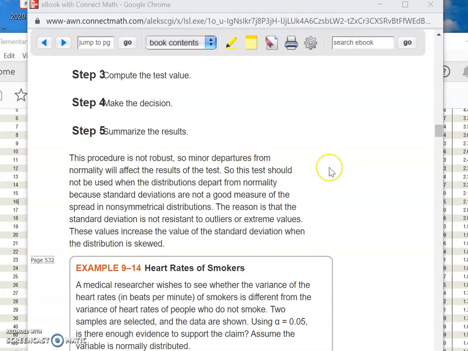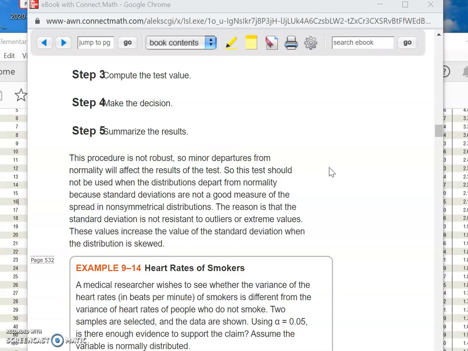Here we go, this is what I was looking for. This procedure is not robust. Robust means it can withstand imperfections. It cannot withstand imperfections. Minor departures from normality will affect the results of the test. So this test should not be used if the distributions depart from normality, because the standard deviation is not a good measure of the spread in a non-symmetrical distribution.